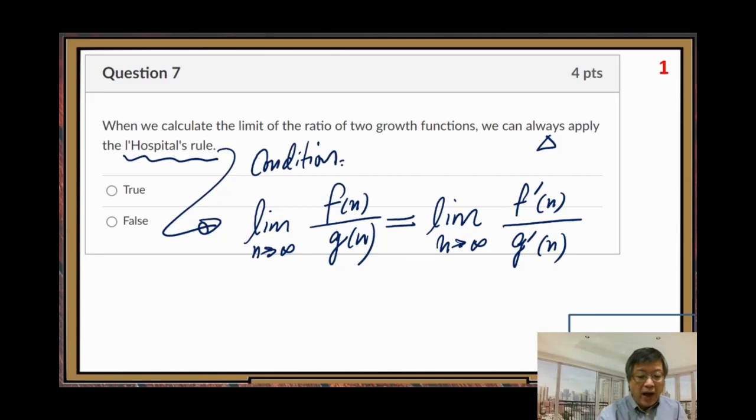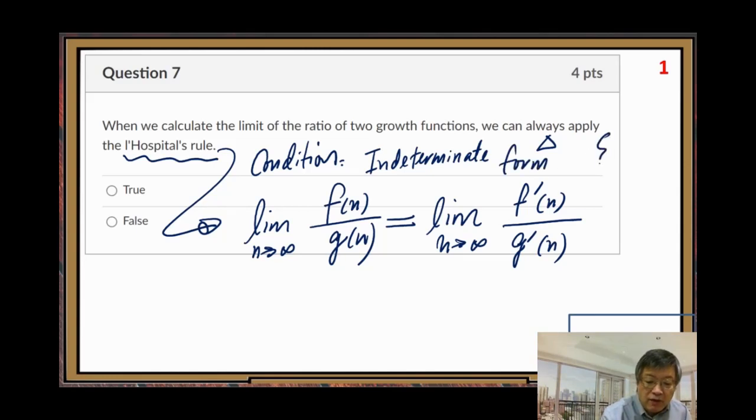All right, that is a certain indeterminate form. Certain indeterminate form. So this terminology, indeterminate form. There are several possible indeterminate forms you can consider.